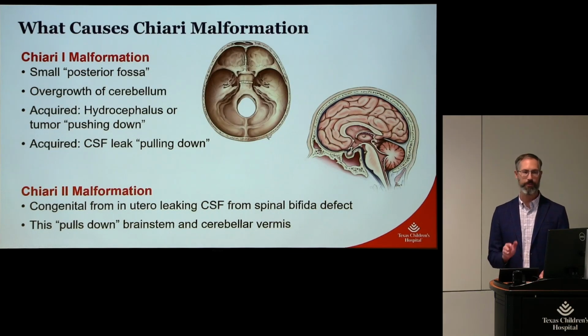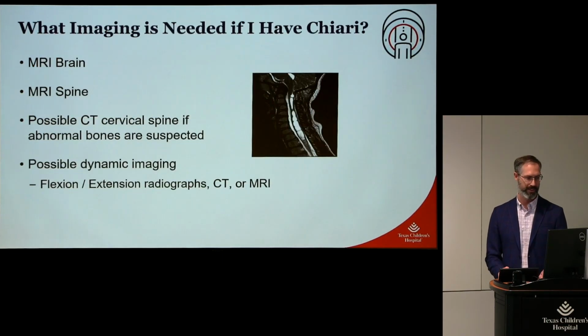A Chiari II malformation we feel is congenital. It's something that happened in utero from spinal fluid leaking from the spina bifida or the myelomeningocele and pulling down the brain during growth and development.